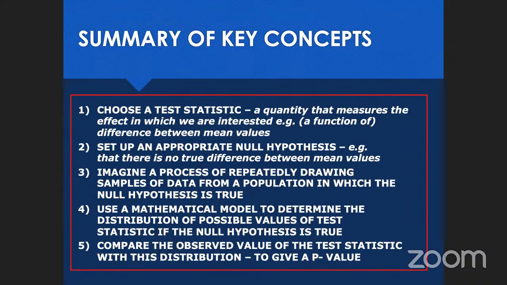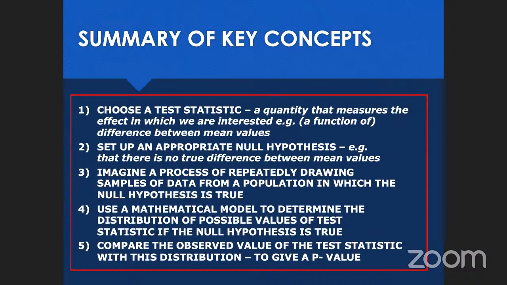So, in summary, we should choose a test statistic, a quantified test that can measure the effect in which we are interested, such as a function of the difference between the mean values. And we can set up an appropriate null hypothesis, such as that there is no true difference between the mean values. And we can imagine a process of repeatedly drawing samples of data from a population in which the null hypothesis is actually true.